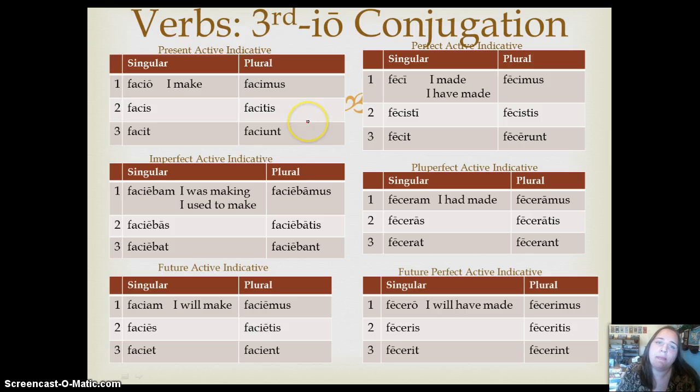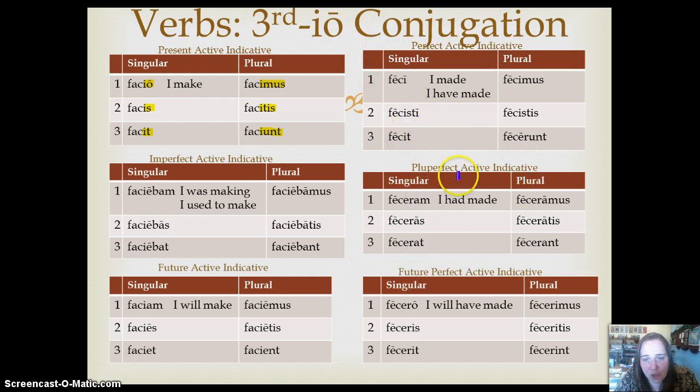So this is an example of a 3rd-io conjugation. Again, you'll notice that there are a lot of similarities between the 3rd and the 3rd-io, most specifically that it's o, is, it, imus, itis, and then again, 3rd-ios have to retain their I's, so it's iunt in the 3rd person plural. Again, in the imperfect active, faciebam, not just facebam. In the future, faciam, facies, faciet, instead of just agam, ages, aget.